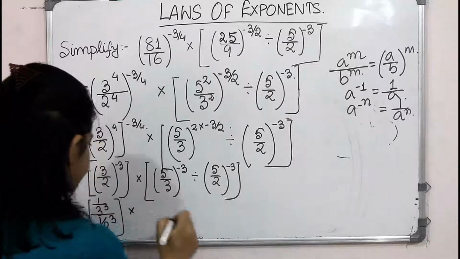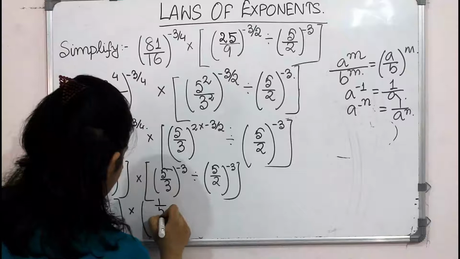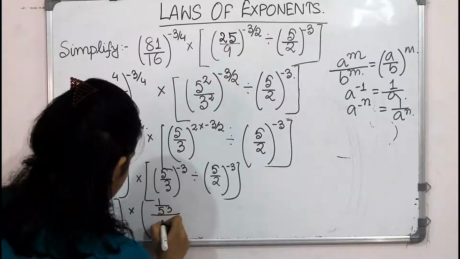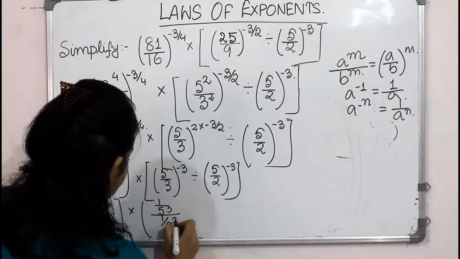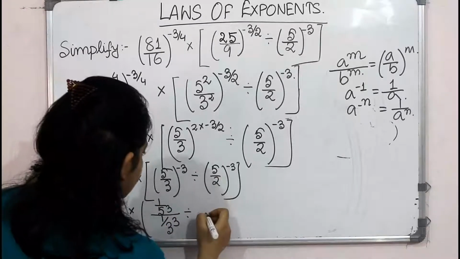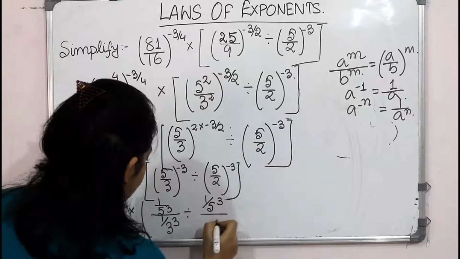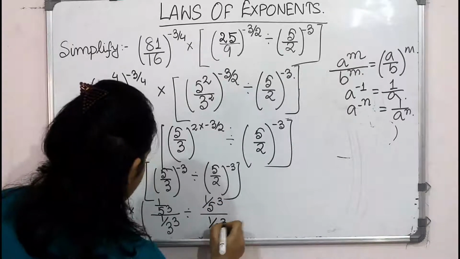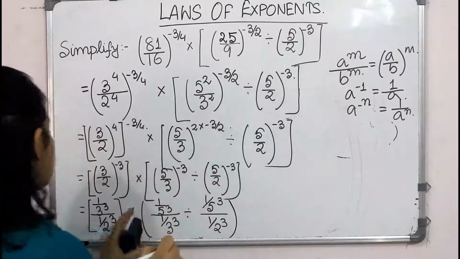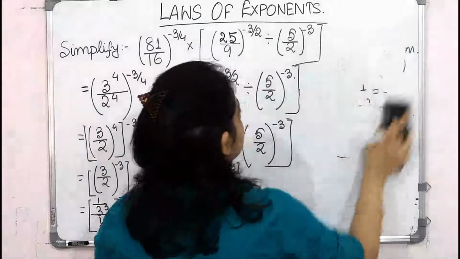Into this, I can also write it as 1 by 5 to the power of 3 divided by 1 by 3 to the power of 3. Okay, divided by this, we can also write as 1 by 5 to the power of 3 divided by 1 by 2 to the power of 3. Okay, written.